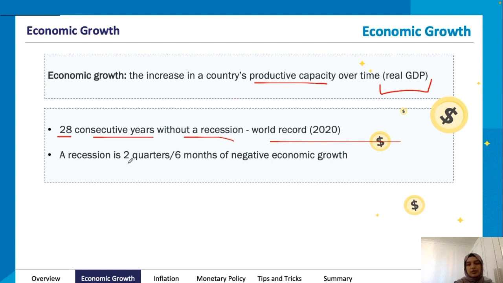A recession is 2 quarters or 6 months of negative economic growth. So that's a definition of a recession. Okay, so make sure you do understand that.